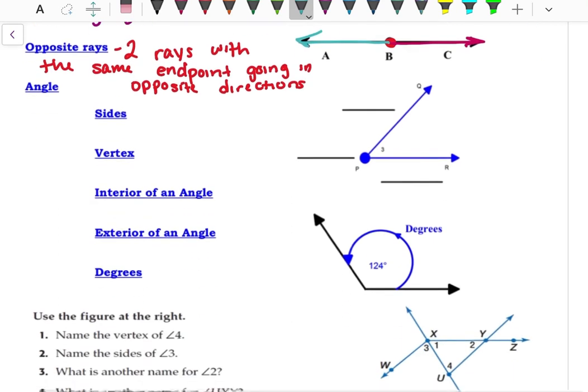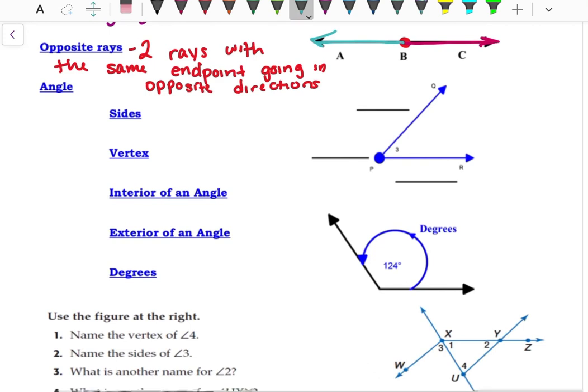Now, going on to angles. Angles are made up of two rays, both going in different directions, not the same direction. So in this case, they share an endpoint P and they go off in two different directions, and that makes an angle. The sides of an angle are the parts that make up the angle. In this case, this is a side and this is a side. They make the angle. So the sides are the rays that make the angle.